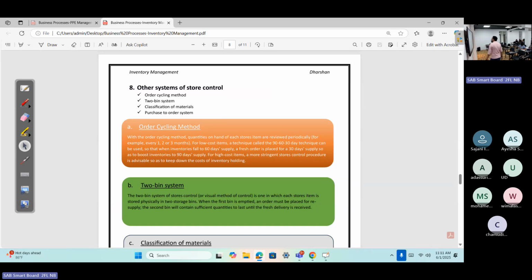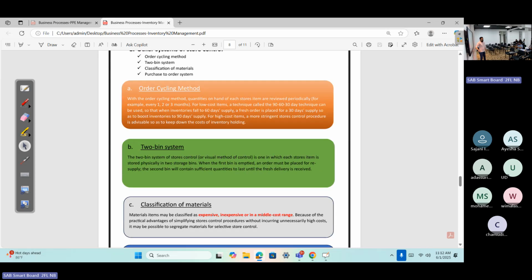So, few other controlling systems also there. Apart from those main controls, reorder level, maximum and minimum level, some other controlling systems also there. First one is order cycling method. Second one, two-bin system. Now we are going to discuss these other controlling methods also.